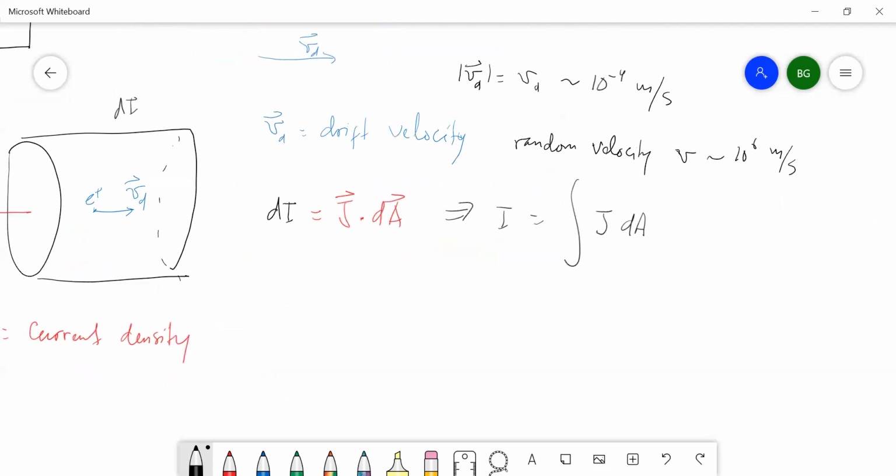Sorry, can I ask? Yes. Does it have to be perpendicular, like flux? Perpendicular.